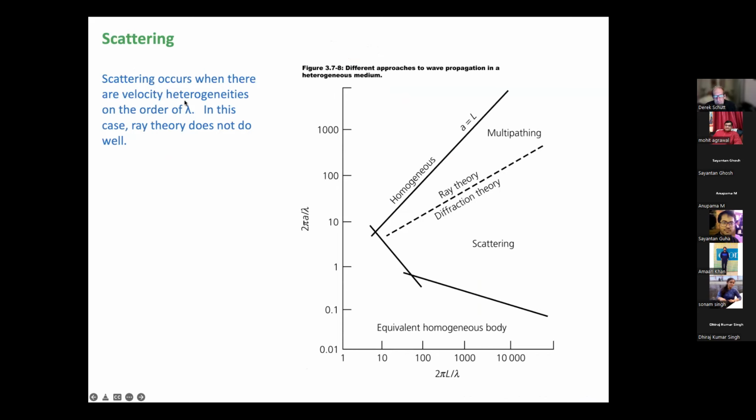Scattering is sort of like multipathing, but it occurs when velocity heterogeneities are on the order of the wavelength of the wave. So in this case, ray theory does not do too well. If I have velocity variations that are small enough, down here, then the waves basically just see a homogeneous body. But if I have velocity variations roughly on the order of one wavelength, then we get scattering.